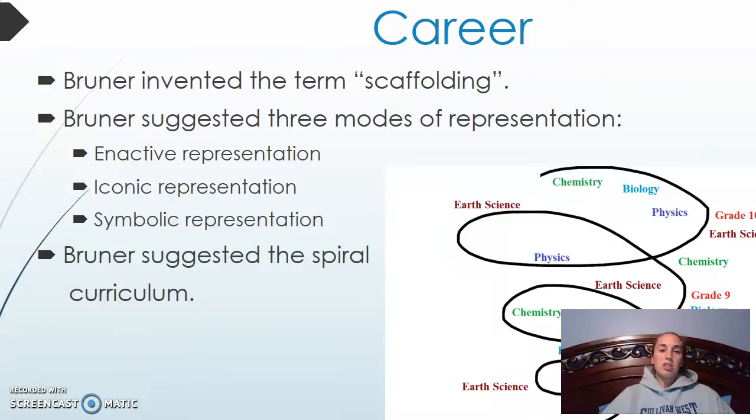Bruner also suggested the spiral curriculum, which is when you revisit a subject over, but each time you get more in depth, it gets more involved, so the students revisit their prior knowledge and keep building upon that.